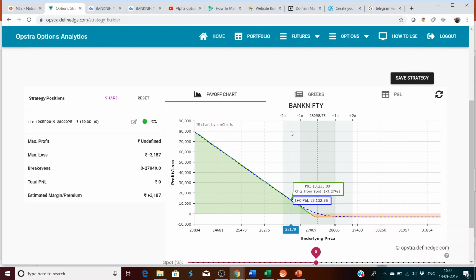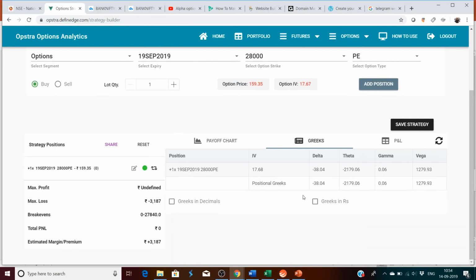And if you want to check out the Greeks, you can see IV is 17, delta is 38, theta is 279, gamma is 0.6. I'm not covering Greeks in this because you can actually Google and get to know about these details. Delta is actually the rate at which the price of the call premium or put premium moves along with the underlying.